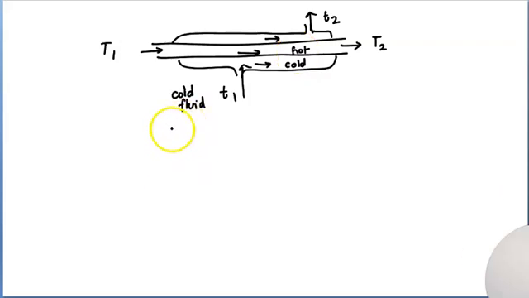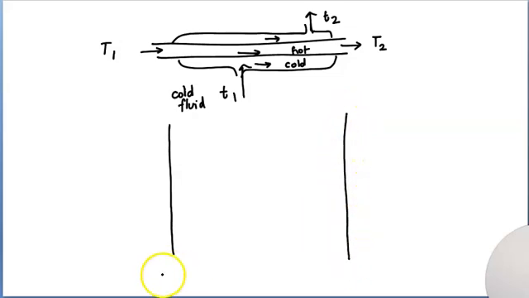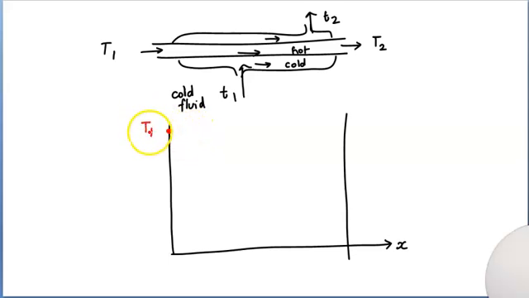Now if you look at the temperature profiles within the heat exchanger, let's say this represents the distance along the length of the heat exchanger. I'll use a red color for the temperature profile of the hot fluid. The hot fluid comes in at a temperature of T1. The temperature of the hot fluid decreases as it flows through the heat exchanger, and it attains a temperature T2 at the exit of the heat exchanger. And this is the direction of flow.